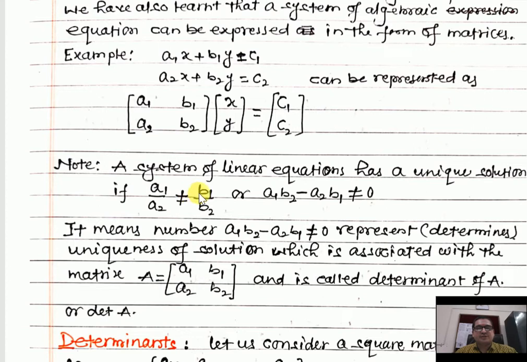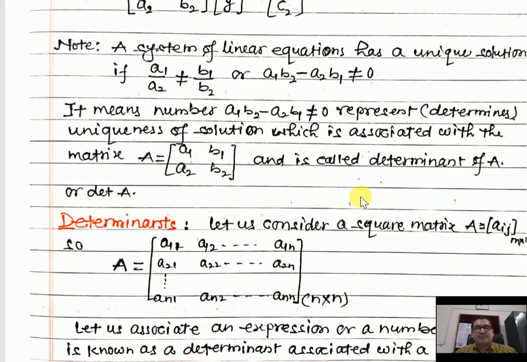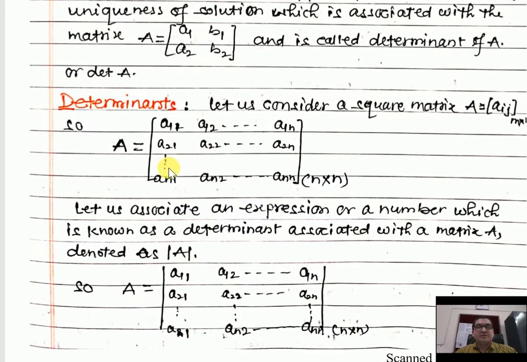One condition you have studied in 10th standard: a system of linear equations has a unique solution if a1 upon a2 is not equal to b1 upon b2. It means, on cross multiplication, a1 b2 minus a2 b1 will not be equal to 0. So the number a1 b2 minus a2 b1 represents uniqueness of the solution. This is associated with the matrix A, a1 b1, a2 b2, and this is called the determinant of A. We can write det A.